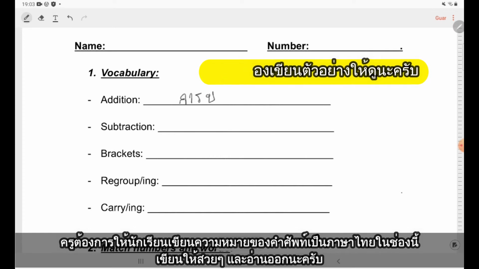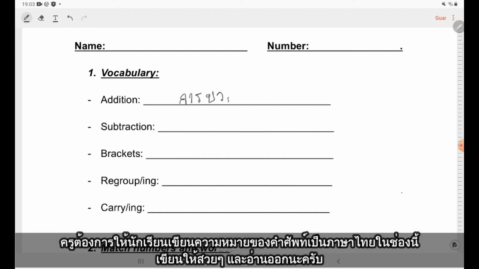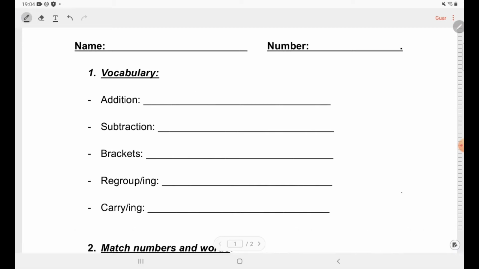Okay, this is the right answer I want you to know. As you see, my writing is not okay because on the tablet it's difficult, but I want you to write it down beautifully, and please write it clearly because for me it's difficult to read Thai. Okay, next word, let's go to the next word.